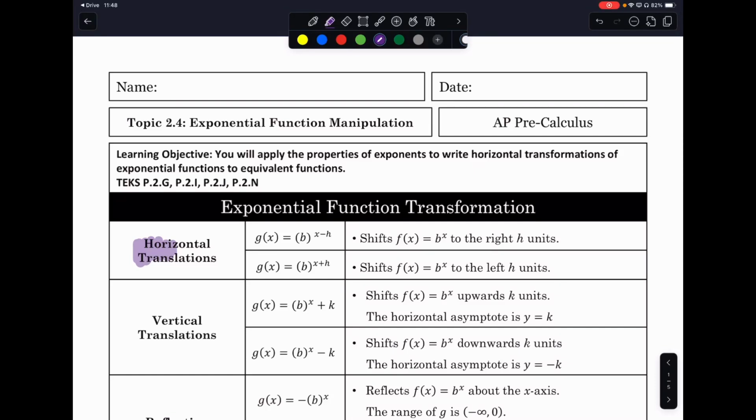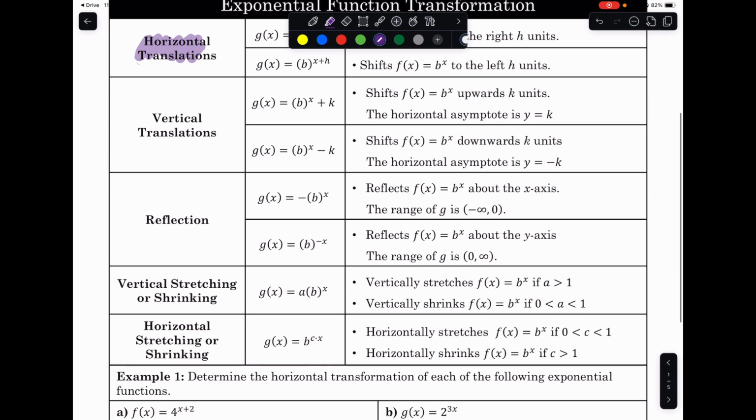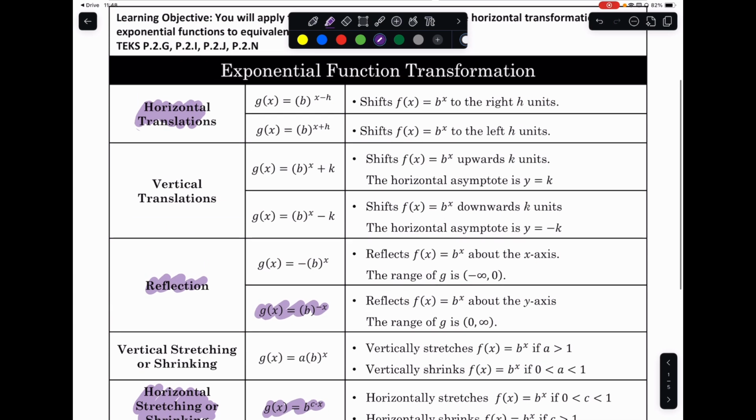In topic 2.4, exponential function manipulations, you're going to apply the properties of exponents to write horizontal transformations of exponential functions and to evaluate these types of exponential functions. We're going to be focusing on horizontal translations, horizontal stretches and shrinks, and of course horizontal reflections, which is this one right here.